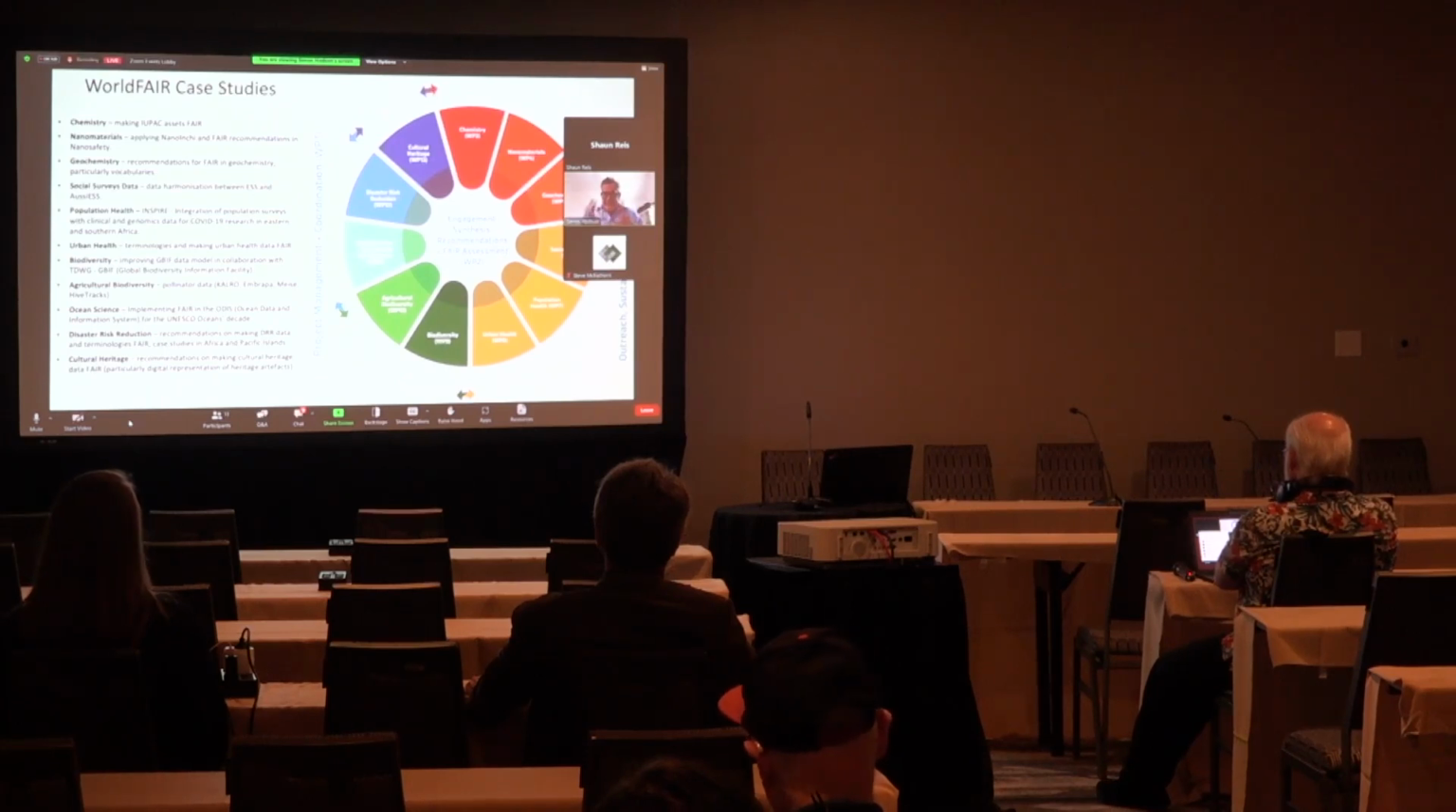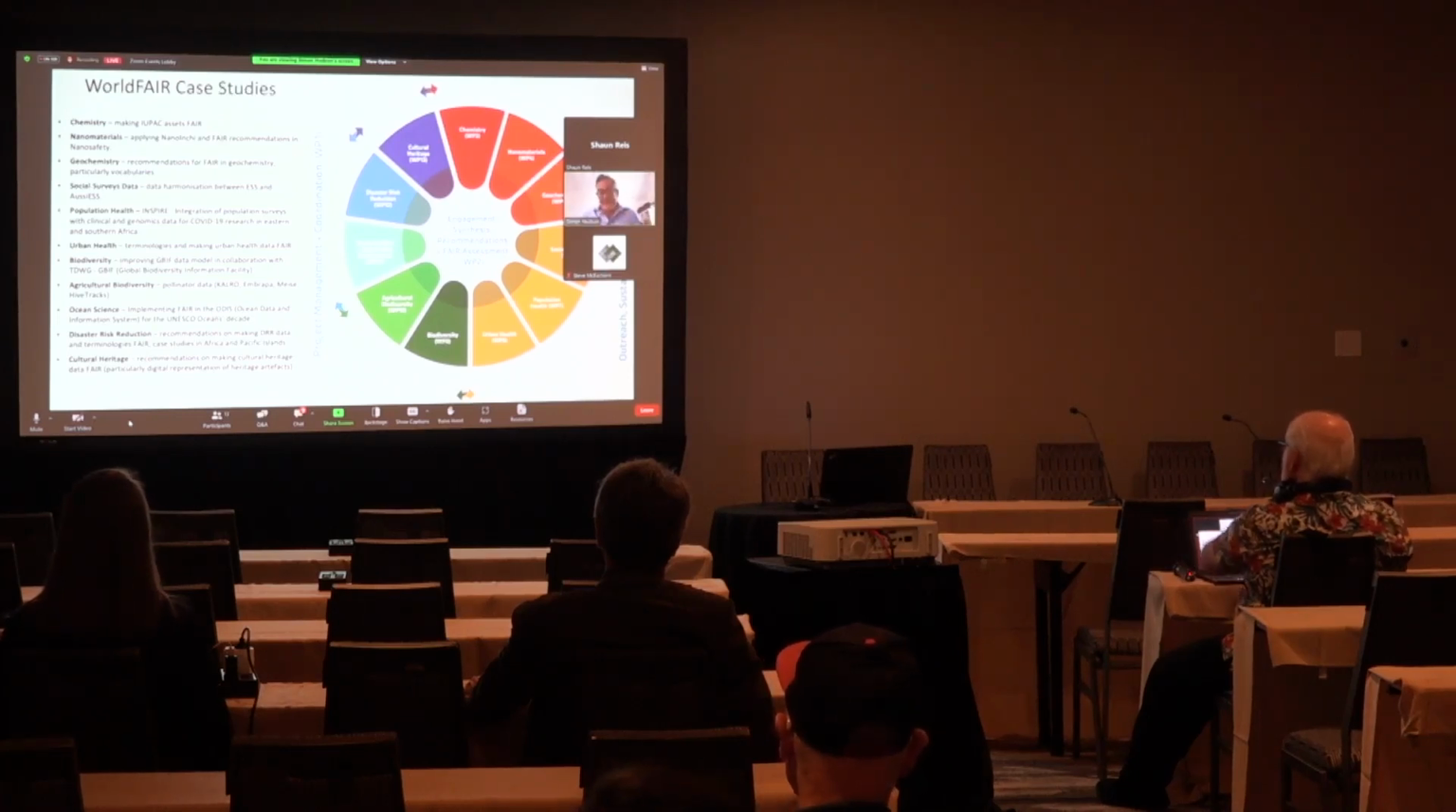So each of those case studies in World Fair are doing their own work. They're looking at their own practice. They've each conducted a fair implementation profile as a way of articulating the decisions of their community around fair and a way of identifying what gaps or room there may be for improvement.